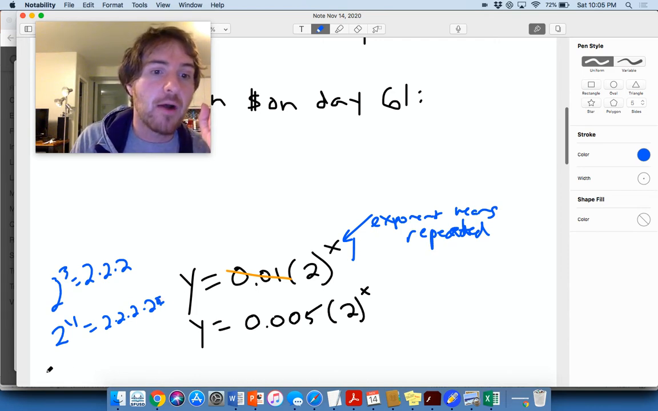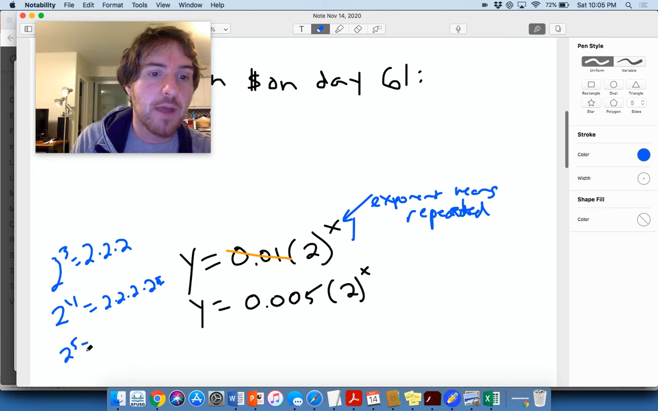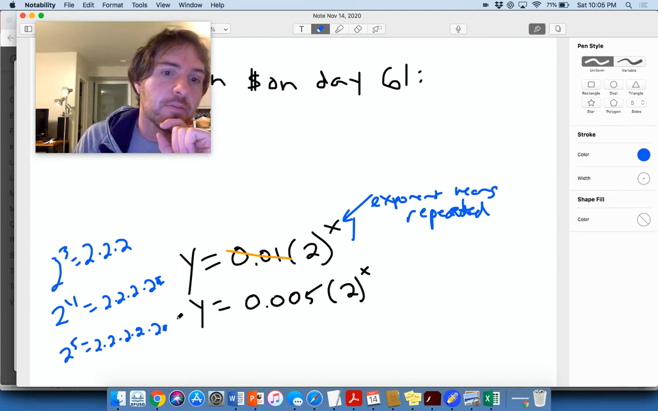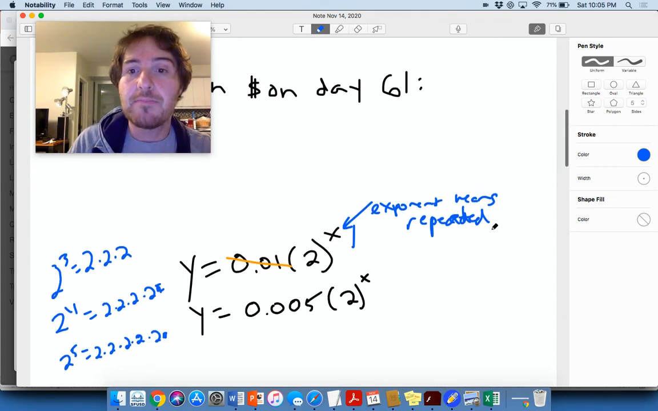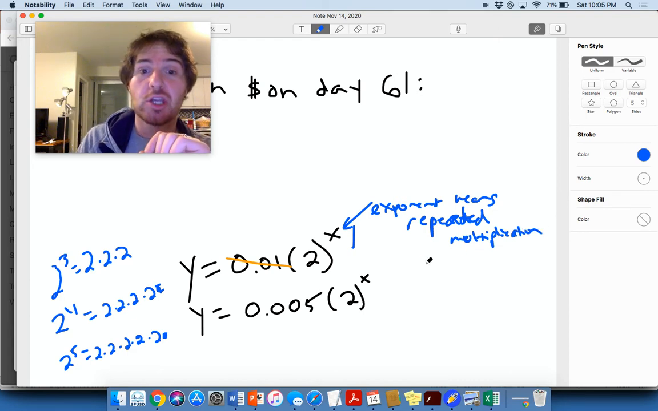So 2 to the fourth power. 2 to the fifth power is what? 2 to the fifth power is 2 times 2 times 2, 5 times in a row. So one more there, okay? That is 2 to the fifth power. Okay, exponent means repeated multiplication. So an exponent is shorthand for repeated multiplication.